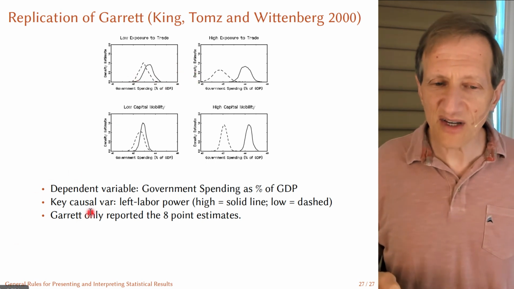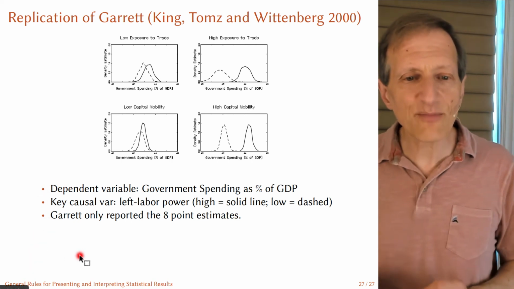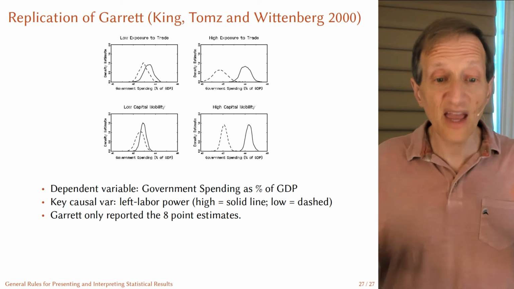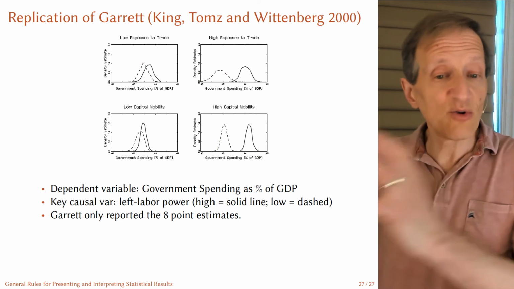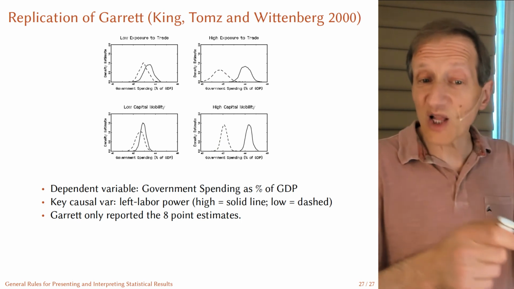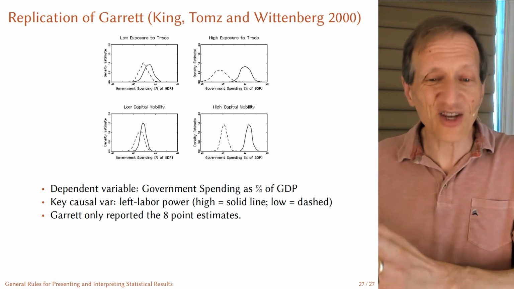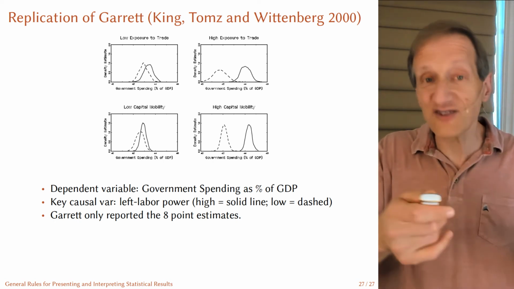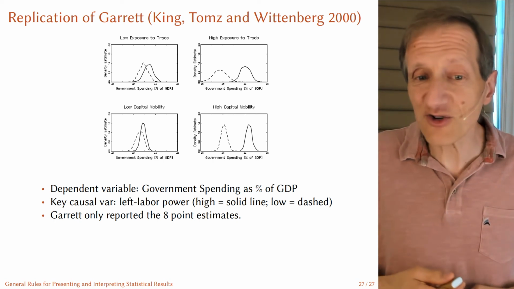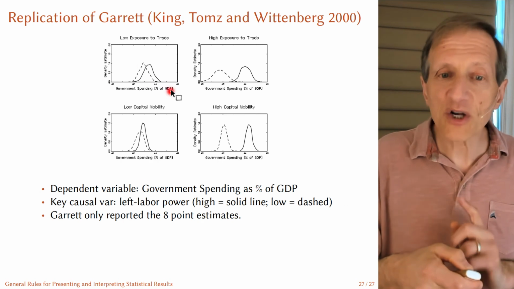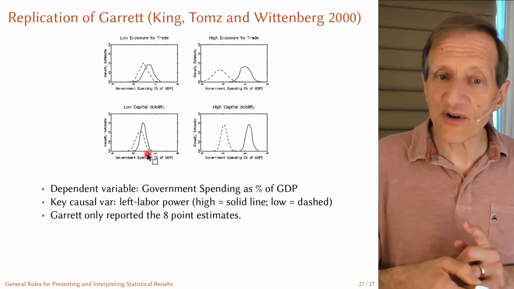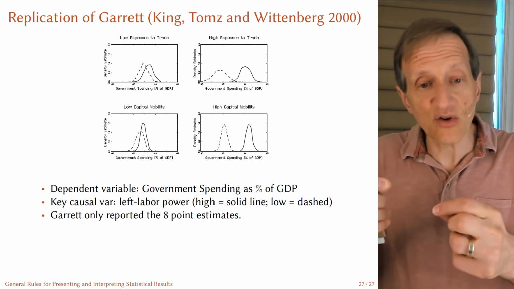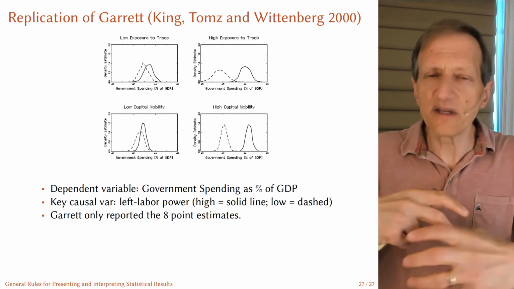So what Garrett did is he looked just at the 8-point estimates, 2, 4, 6, 8, and he said, hey, the high left labor power is always to the right, that is, higher government spending than low left labor power. And he concluded that's really interesting. And it is absolutely interesting. However, when there's low exposure to trade or low capital mobility, even though the point estimate, perhaps the expected value, is to the right, there's too much uncertainty to really distinguish the two.